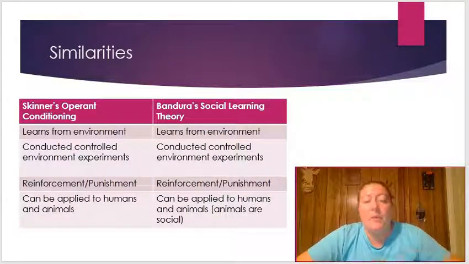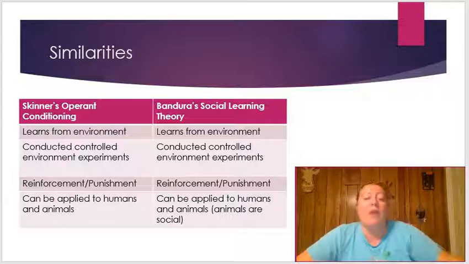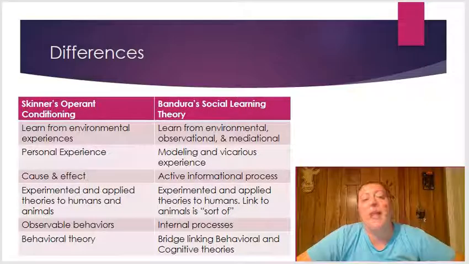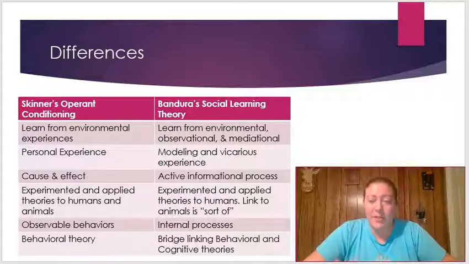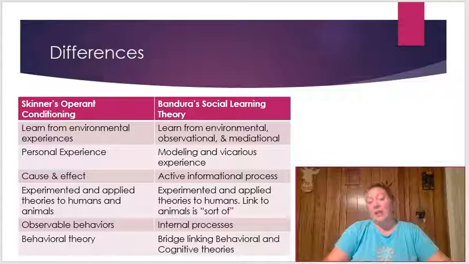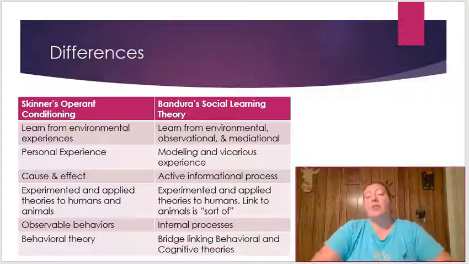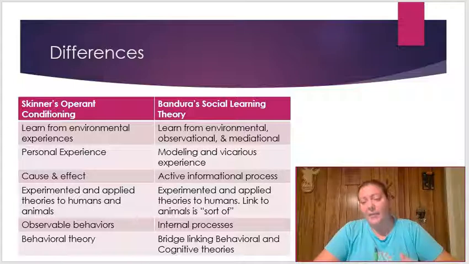Similarities between the two: both learned from the environment, both conducted controlled environment experiments, both utilize reinforcement and punishment, both can be applied to humans and animals. The differences between the two: operant conditioning learns from environmental experience. Social learning theory has environmental, observational, and mediational. In social learning theory, there's modeling and vicarious experiences involved, whereas Skinner's is more of a personal experience. Skinner's was concerned with cause and effect. Bandura was more of an active informational processor.